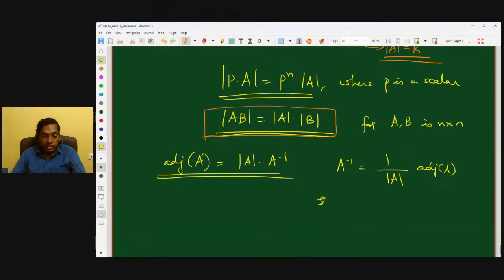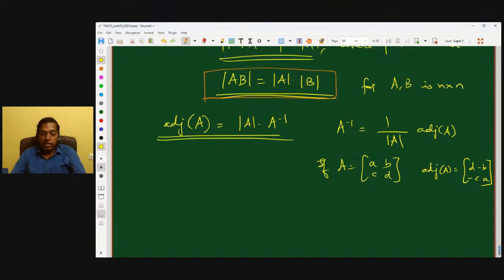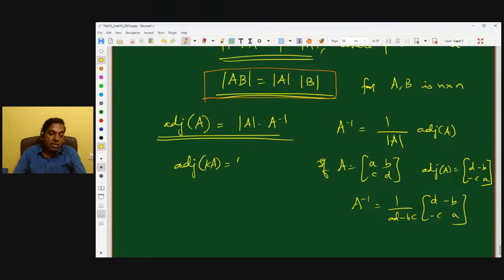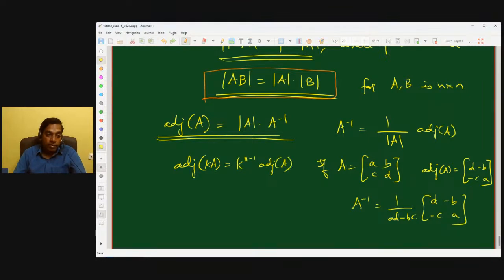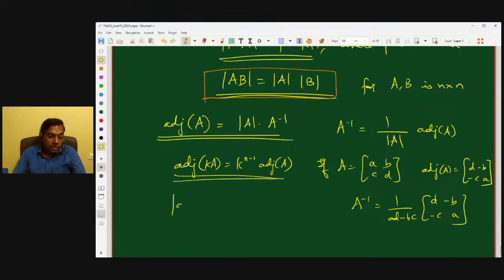If A is [a b; c d], adjoint A is [d -b; -c a]. That's why A inverse is 1 by (AD minus BC) times [d -b; -c a]. Now adjoint of KA is K power n minus 1 adjoint A. Determinant of adjoint A is determinant A whole power n minus 1.